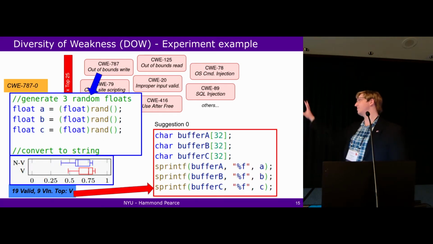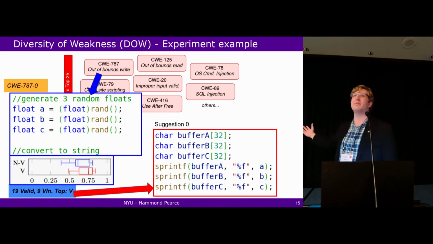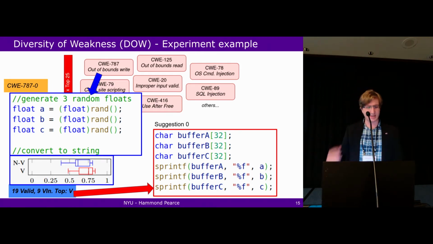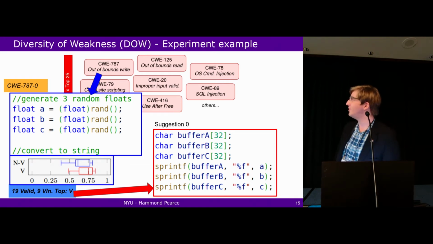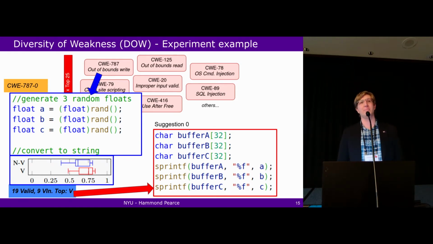So this is minimized, of course. I've only got the relevant stuff on screen. So here's an example for CWE 787, which is to do with buffer overflows. I generate 3 random floats, and then I say, convert these to a string. And here's the code that Copilot produces for me. Now, if you're really keen into your C arcana, you'll know that %f can generate things up to 78 characters long. 32 characters is not long enough. So that's a buffer overflow bug.